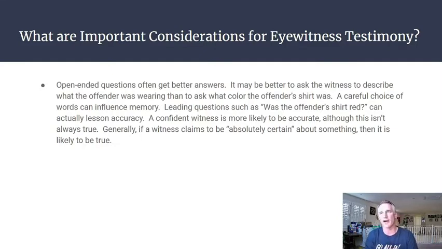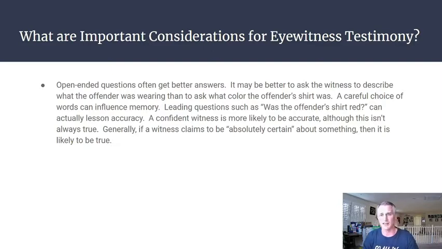Another good way to do that would be just to ask, what did the offender look like, instead of what was the person wearing. Or another tough one, and this doesn't seem like it's that bad, but if you say, what color shirt was he wearing, you're making the assumption that they were wearing a shirt. Maybe they had on a hoodie or a sweat jacket, or maybe they were shirtless or something like that. So that could lead them to making a false statement as well.